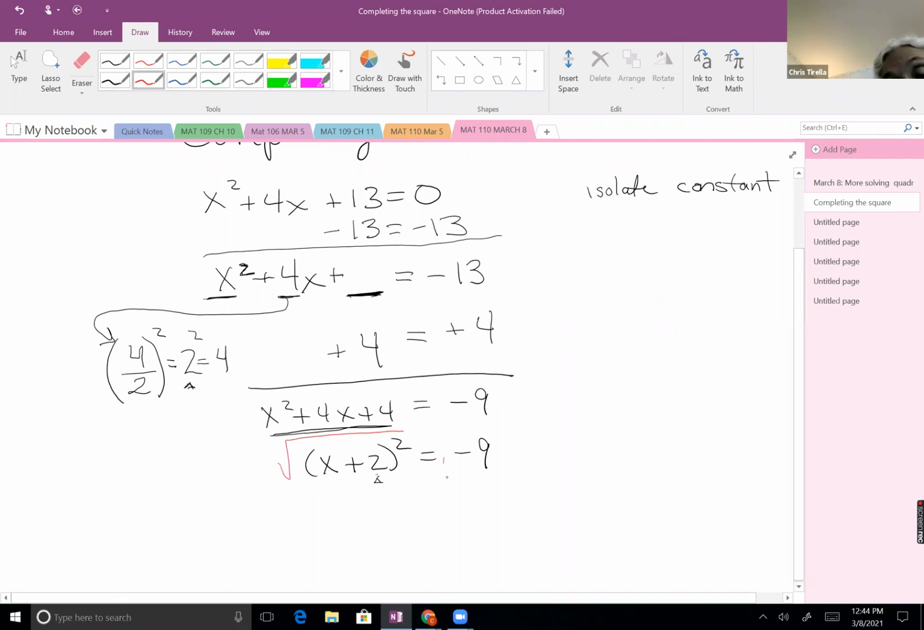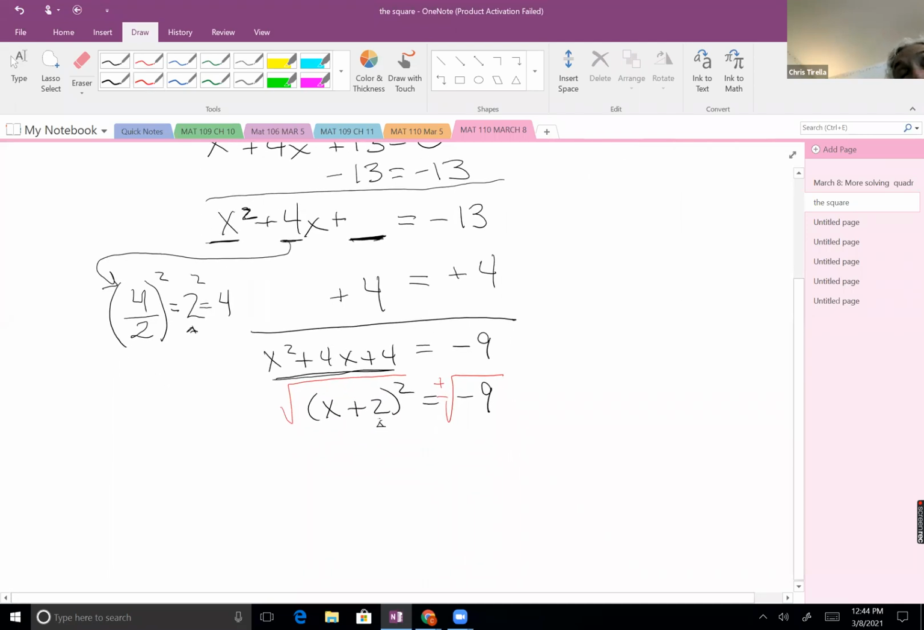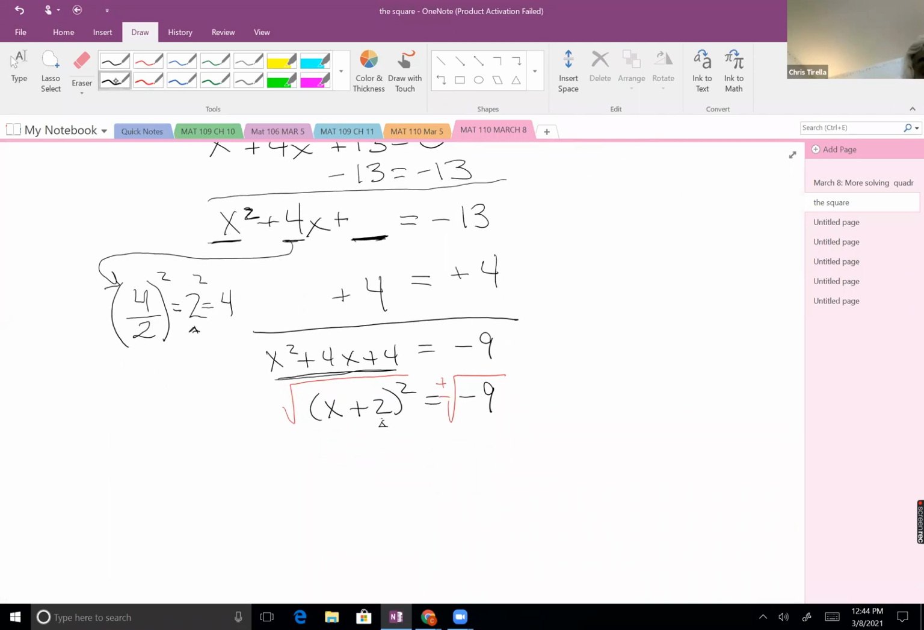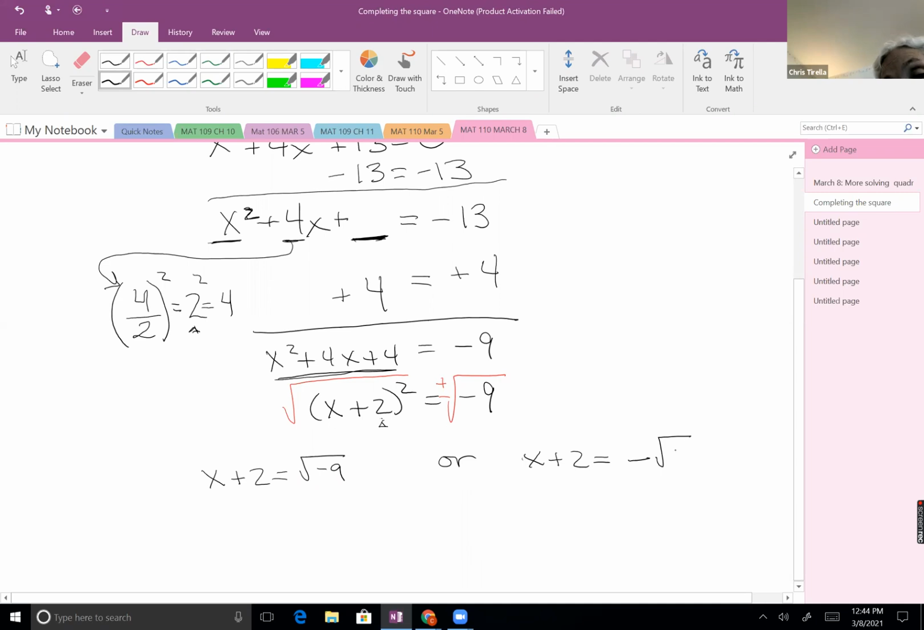We're going to use that square root property, remembering to take both a positive and negative root. So that would give me x plus 2 equals the square root of -9, or x plus 2 equals the opposite of the square root of -9.